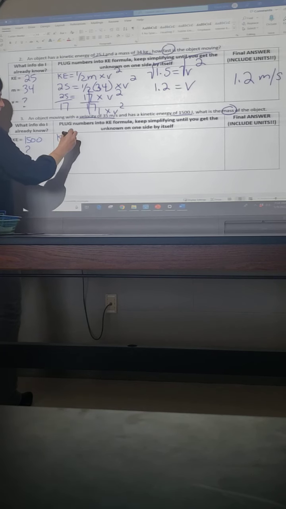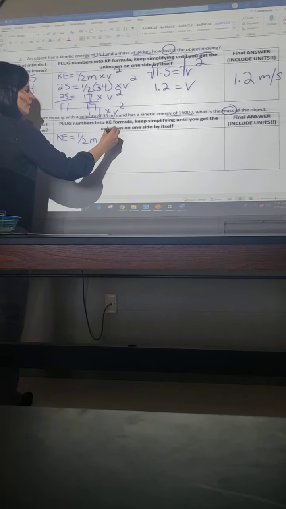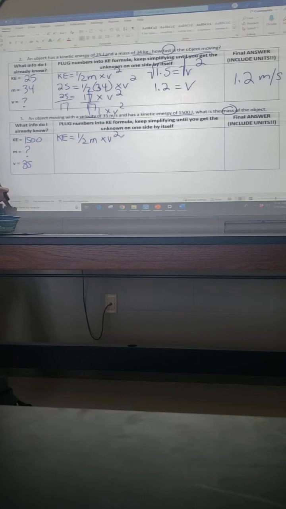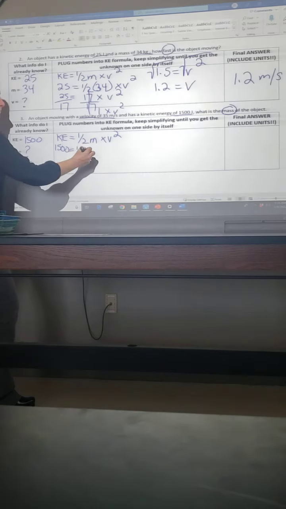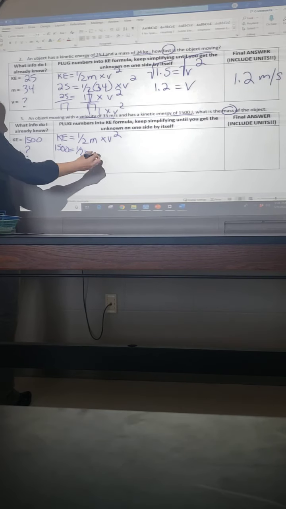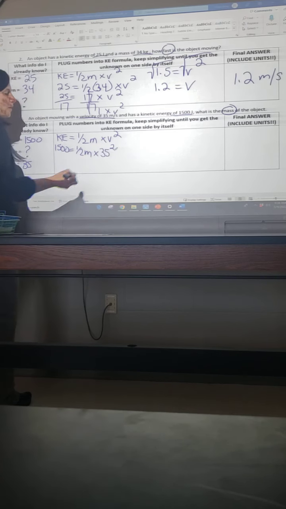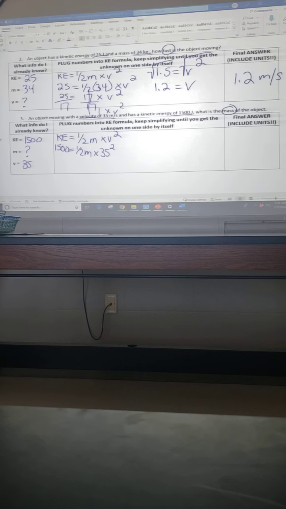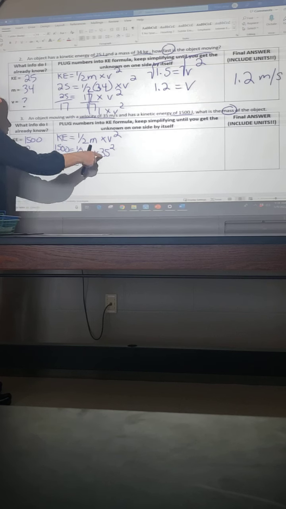I do not have a triangle or a way to rearrange this, so I'm just gonna take my 1/2 mass times v squared, and I'm plugging in. All right, I do know my kinetic, so I'm gonna put 1,500, and I'm gonna take my 1/2 m, because I don't know my mass, so I'm gonna just leave it as the variable. I know my velocity though, and it's 35, and I can't forget to square it. Sometimes people forget the squaring part. So now I just start simplifying. I can't do anything with 1,500 yet. I can't do anything with 1/2 my mass yet. So I'm just gonna square my 35.